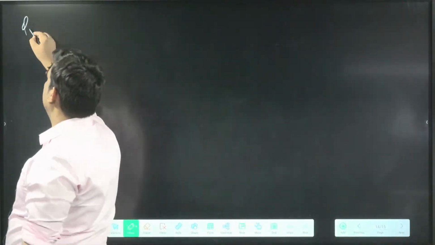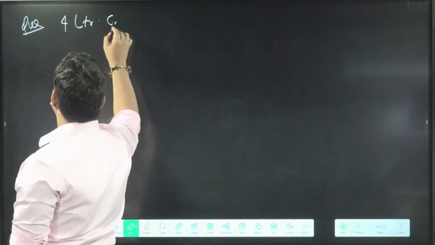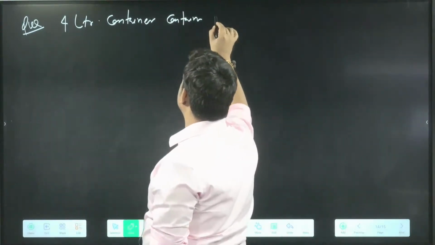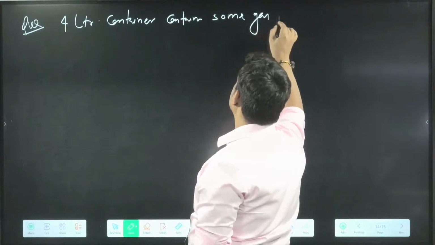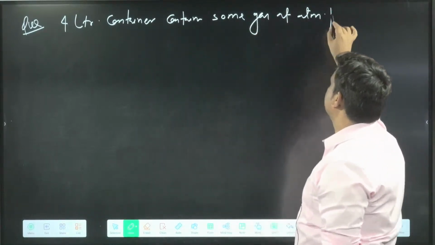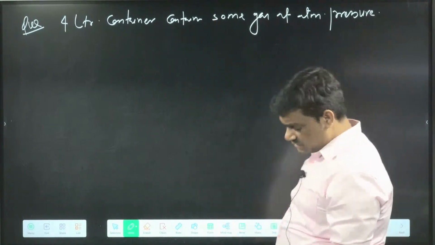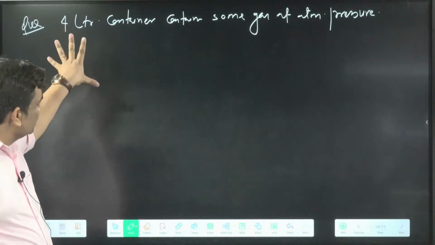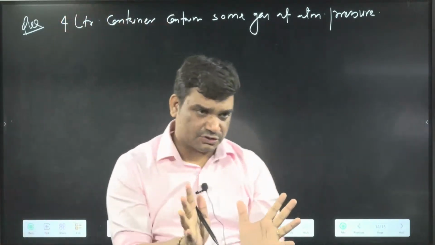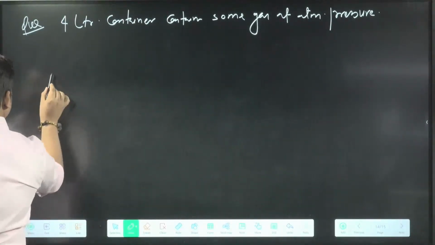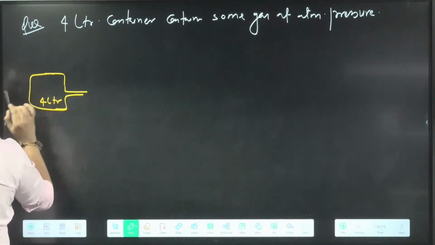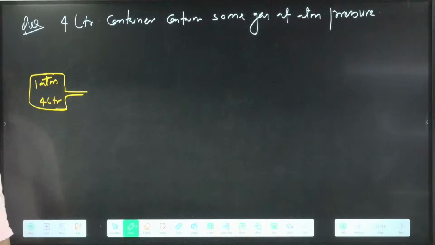A 4-liter container contains some gas at atmospheric pressure. Means we have this container, and 4 liter is its capacity. Some gas is there, and the pressure they have given is 1 atm.